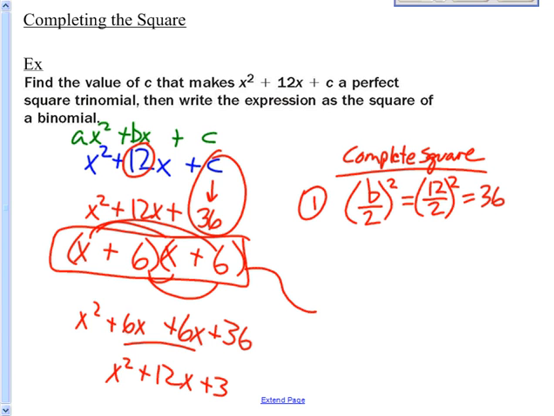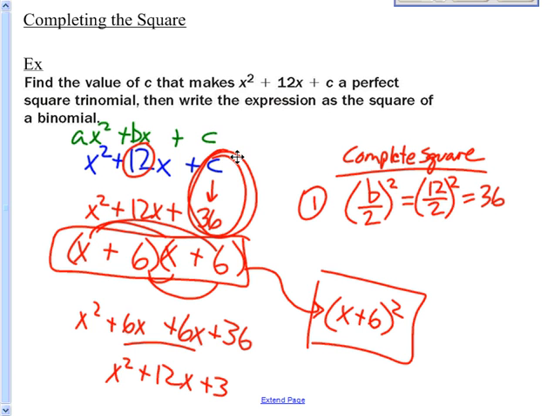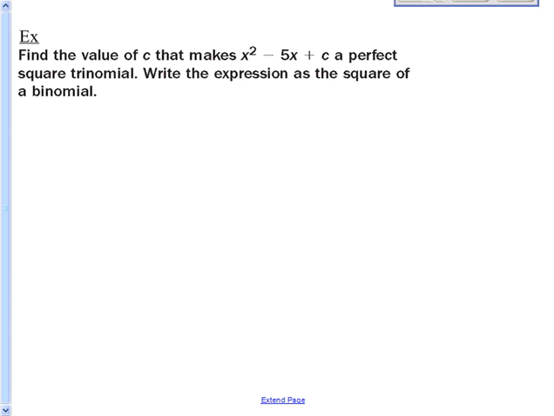And of course, we're going to write the factorization as x plus 6 quantity squared. But the question asked me, what does c have to be? Well, c has to be 36. So you take the b term, take that 12, divide it by 2, and square it. That's what c has to be to make it factor into a perfect square. It ends up being x plus 6 quantity squared when we write that as the square of a binomial. Okay, let's do another one.